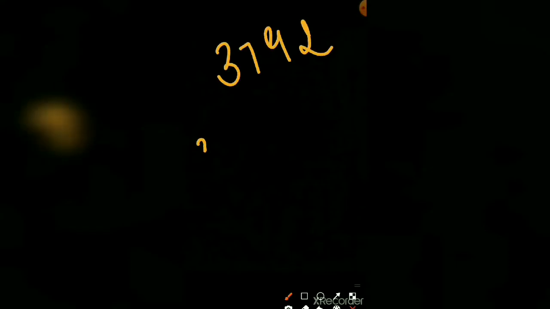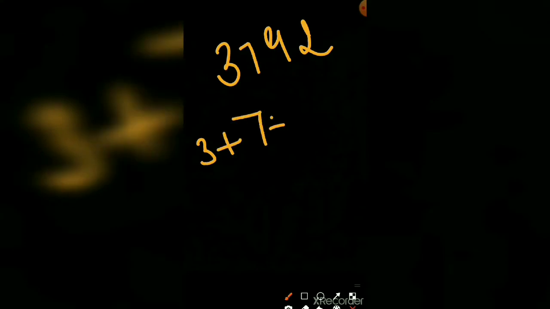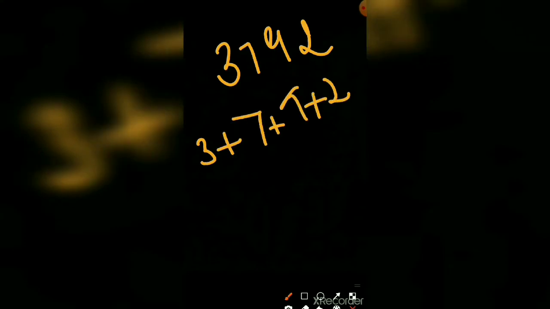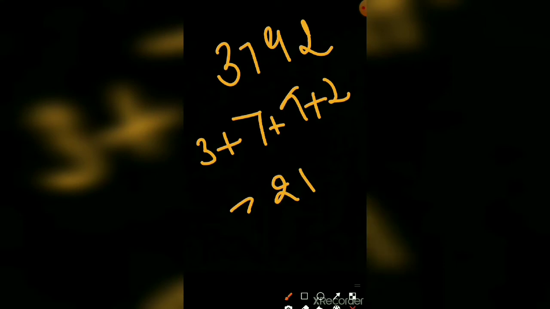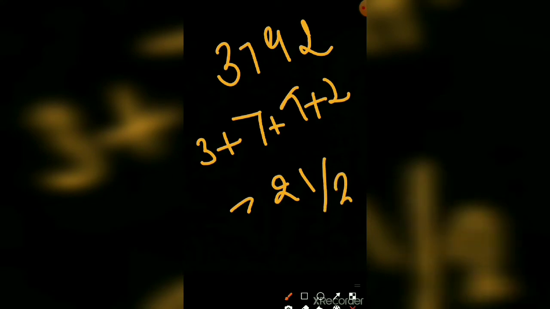Let's take another number. 3792. So 3 plus 7 plus 9 plus 2. So it is 21, and we know that 21 is divisible by 3. So 3792 will also be divisible by 3. Okay. Now the next number is 4.